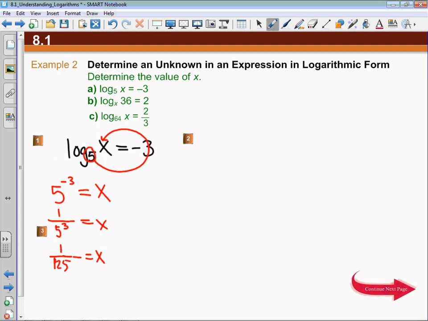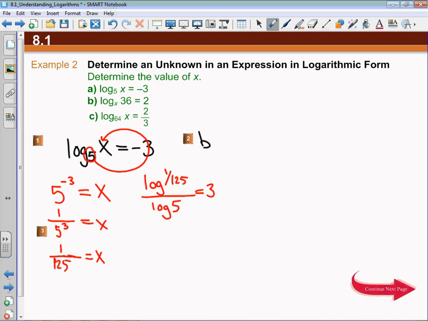Now, that's one of those things that is very, very checkable via your calculator. If you wanted to check this, you should type in: is the log of 1 divided by 125 divided by the log of 5 equal to 3? And that's just trying to build that competency with our change of base formula there.